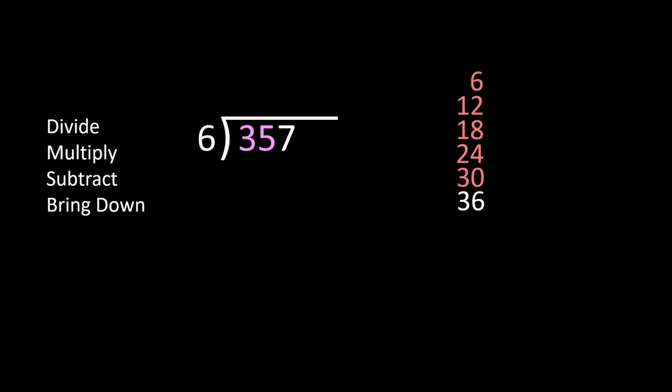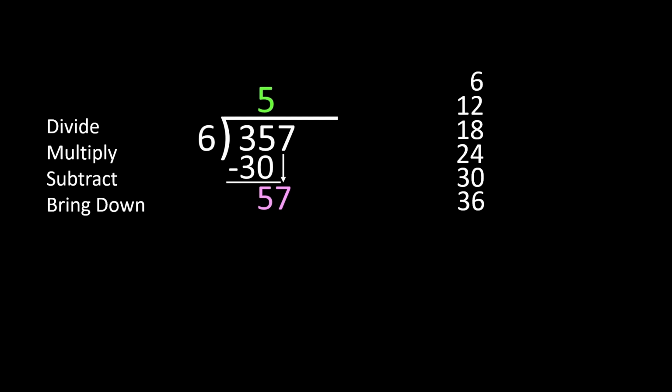And that 5 I'm going to place above the 5 in 35 because it was 35 that I divided by 6. Now we need to multiply. 5 times 6 is 30. This is another place where having that list of multiples helps you out because you already have 5 times 6 in that list. And after we multiply, then we subtract. 35 minus 30 is 5. Then if there's still digits left in our dividend, we need to bring a number down. And we have the 7 still in our dividend, so we're going to bring the 7 straight down.